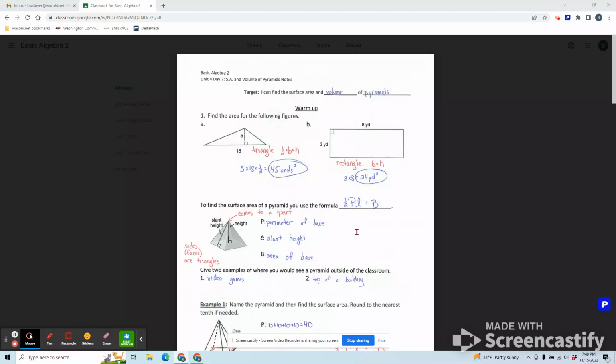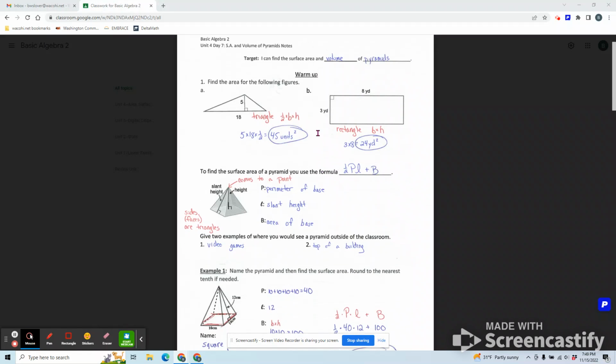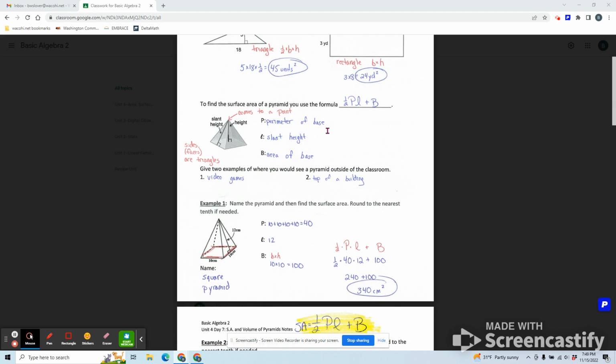Today we're going to talk about surface area and volume of pyramids. So here's a warm-up to get us thinking about just math in general. And then down here it's asking us to find the surface area of a pyramid. We're going to use the following formula, which is a half PL plus B.